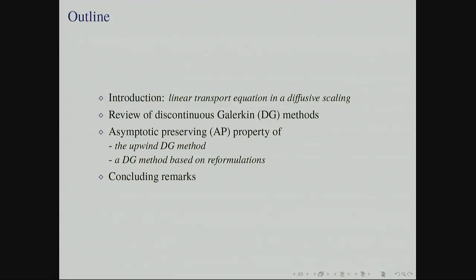Then I will examine the asymptotic preserving property of the classical upwind DG method and also a relatively new DG method based on a reformulation of the underlying equation. So in the end, I will summarize and conclude.